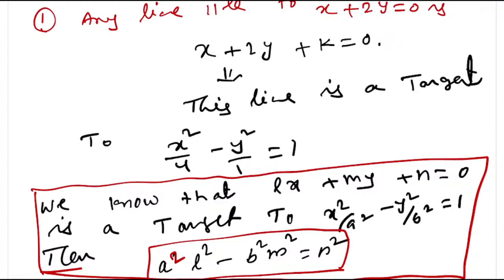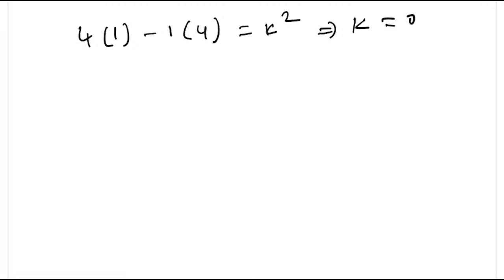Now can you get the k value by using that? Compare this line with this formula, put it in and get it. What is a square? By putting everything, what will you get? a square is 4, so 4 into 1 squared minus 1 into 2 squared is 4, equal to k square. That means k is 0. So the line which is parallel will become x plus 2y equal to 0.